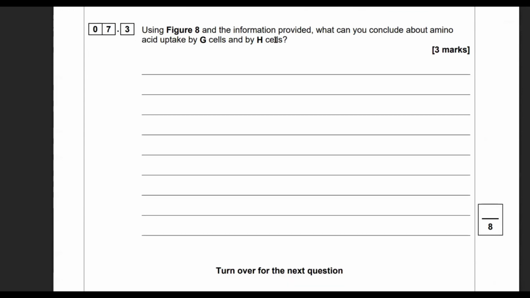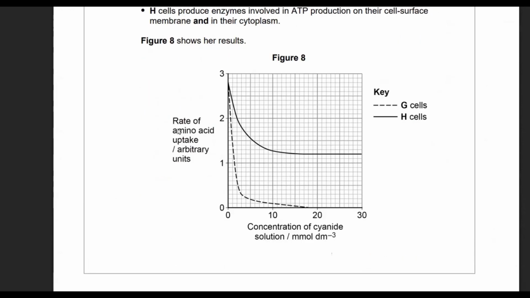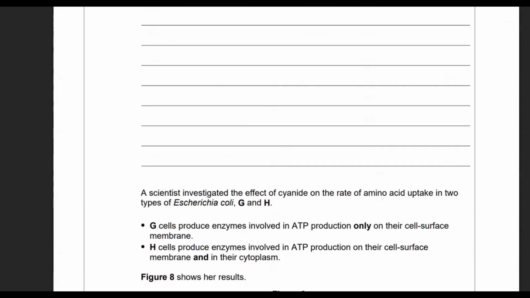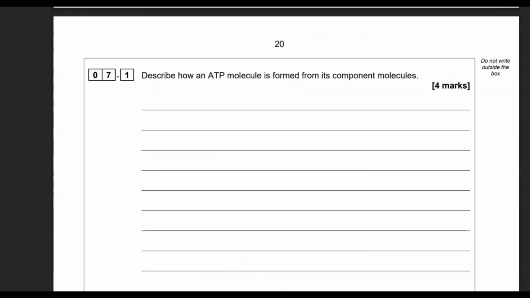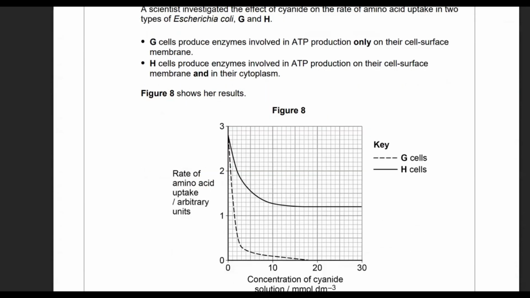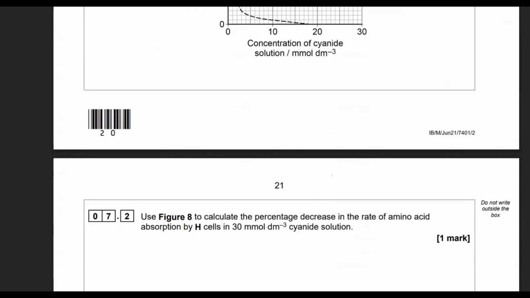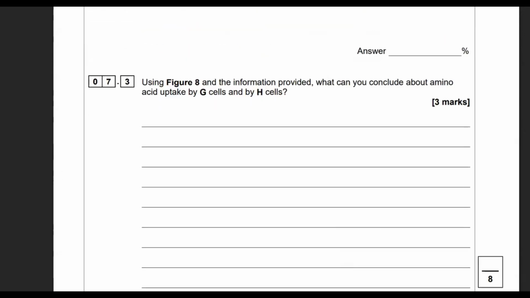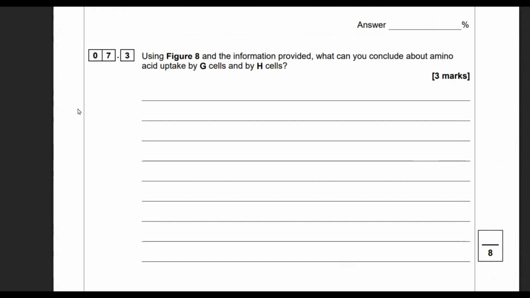Using figure 8 and the information provided, what can you conclude about the amino acid uptake by G cells and H cells? Well, look, the rate doesn't really tell you what cyanide does, but cyanide inhibits respiration. It's an inhibitor of some of the enzymes involved in the production of ATP.